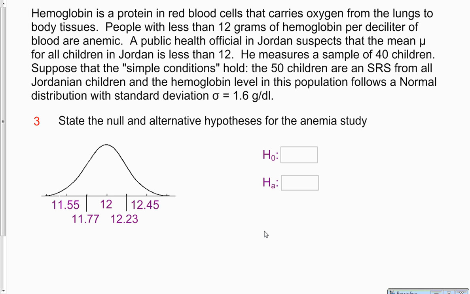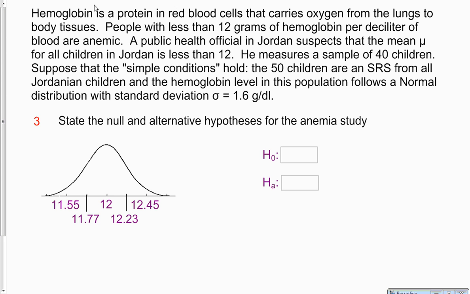This is number 3. Number 3 is a fairly quick question, but it hits at one of the core points of the entire chapter. It says, state the null and alternative hypotheses for the anemia study. So I just have the original problem up from number 1 here, that anemia study. The null hypothesis is usually what is presented to you, what mu is, and the alternative is that mu is either not equal to that, less than that, or greater than that. So let's take a look here.